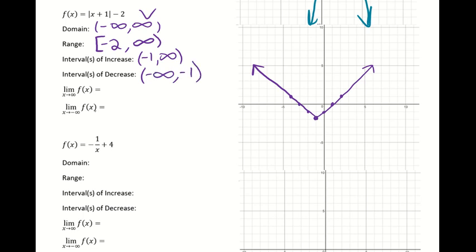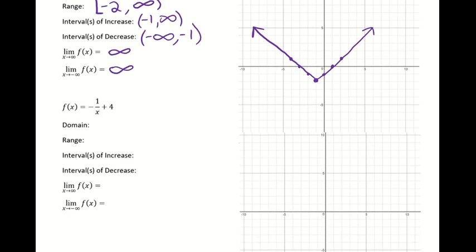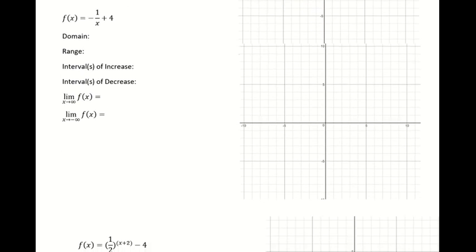Our limit as x approaches infinity of f of x. So as x approaches infinity, our y-coordinates keep increasing. Same thing as x approaches negative infinity. And there's that one. Now with this, we have an inverse function.